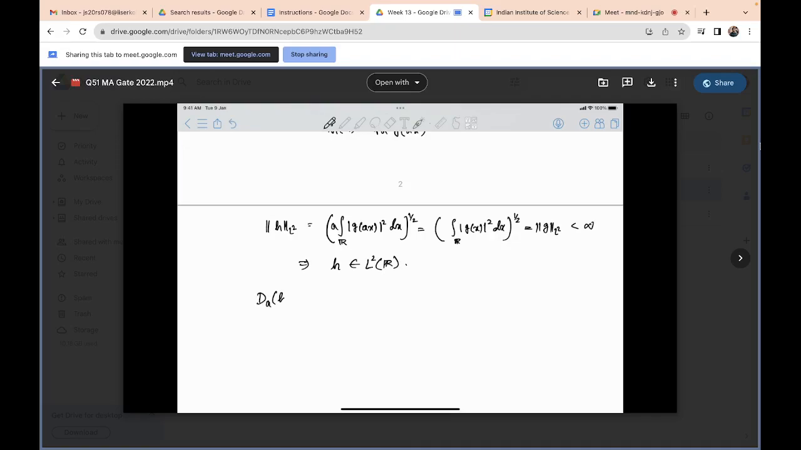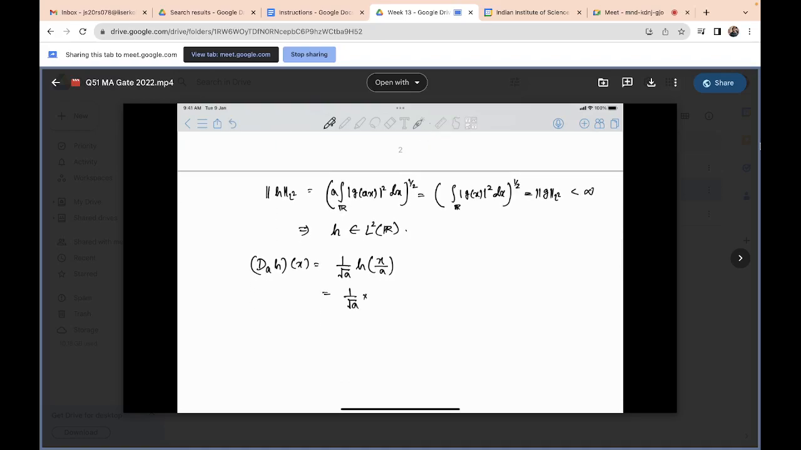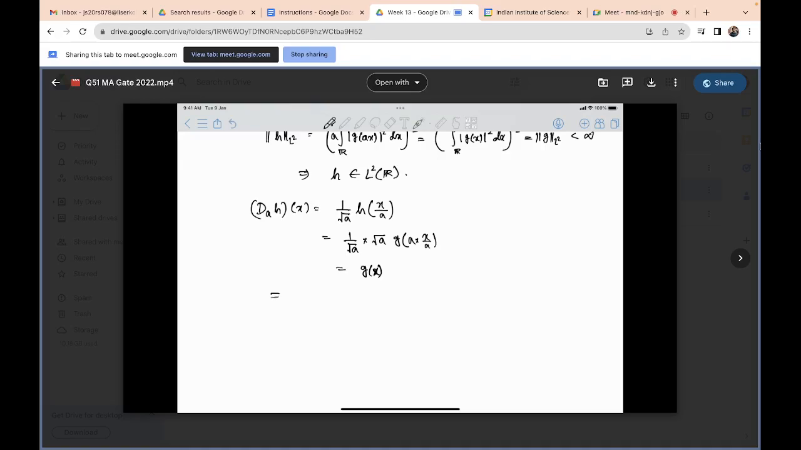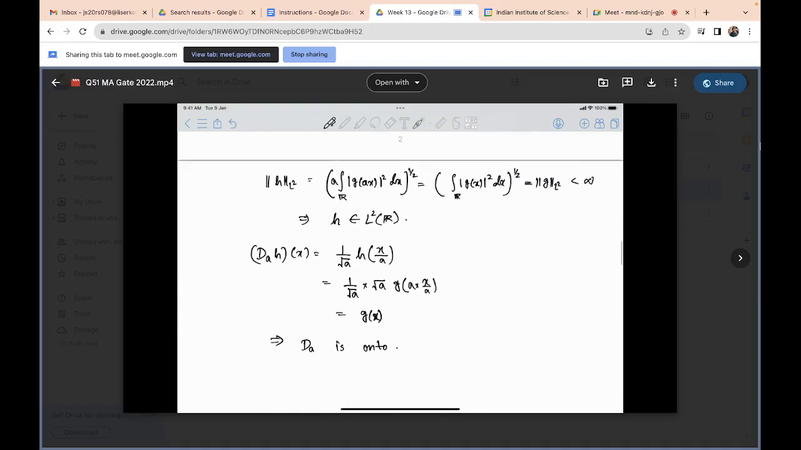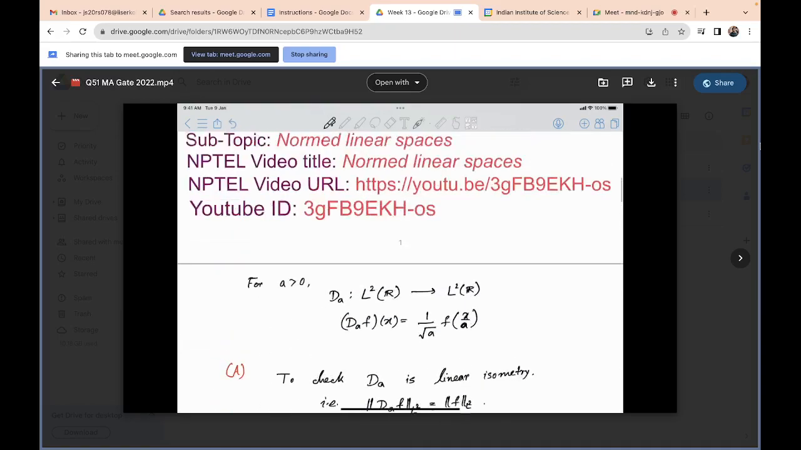Now calculate what dA of h of x is. By definition, dA of h of x is 1 by square root of a times h of x by a, right? And h is this. So 1 by square root a into square root a g of a times x by a. So basically this is g x. So dA of h is mapped to g x, which implies dA is onto. Therefore dA is both 1-1 and onto, so dA is bijective. Therefore option 2 is also correct.